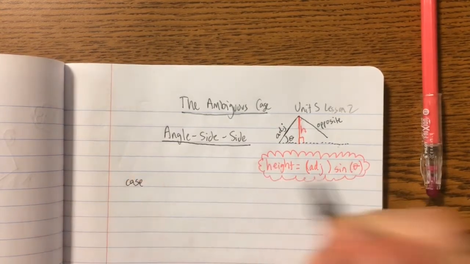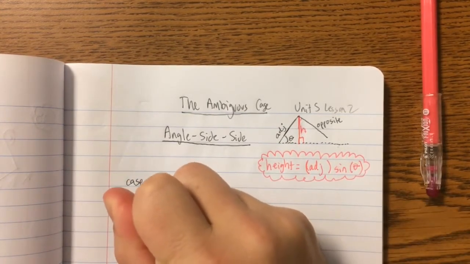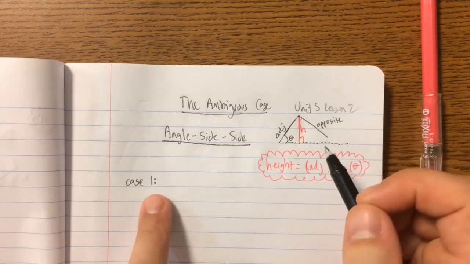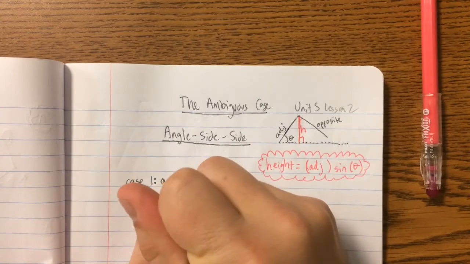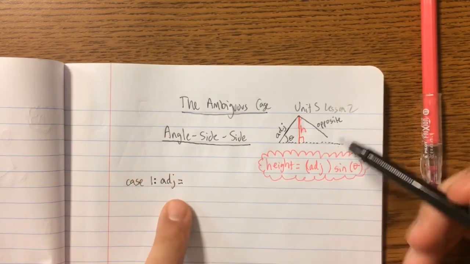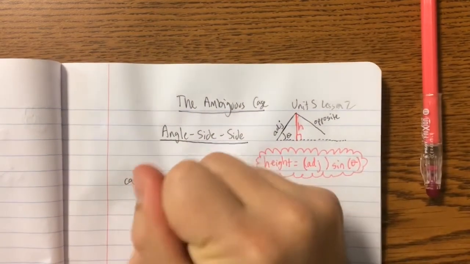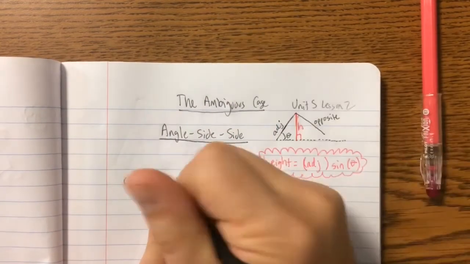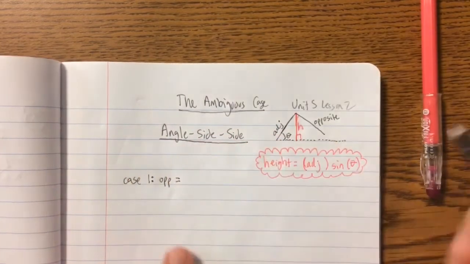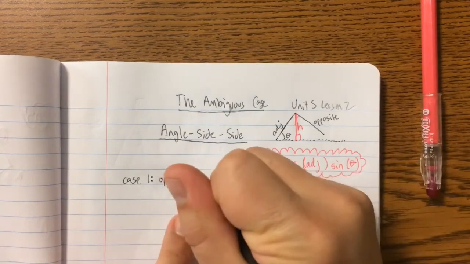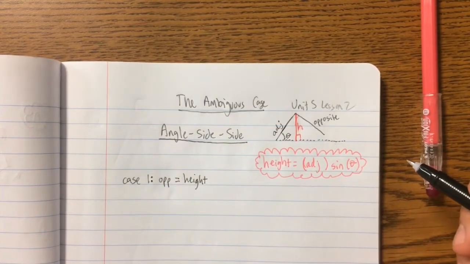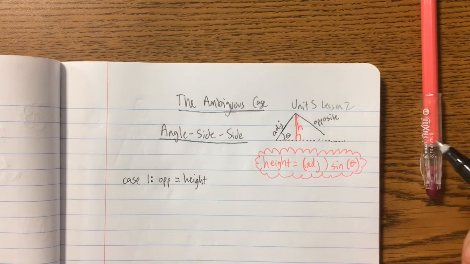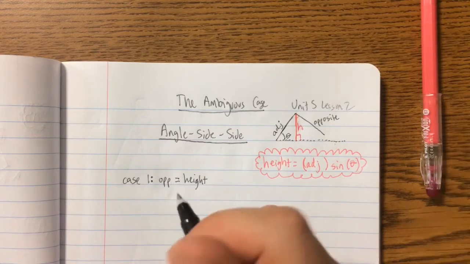Case 1 is where the opposite side, the side that is opposite of the given angle, is equal to the height.